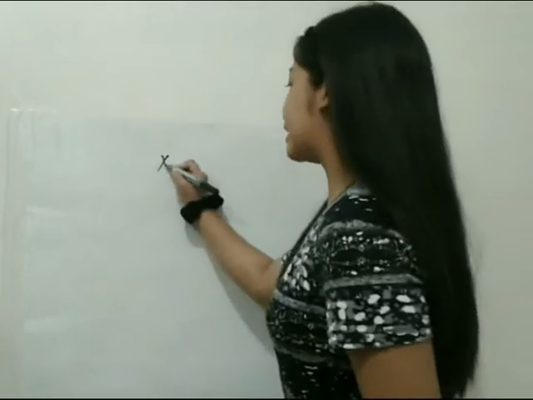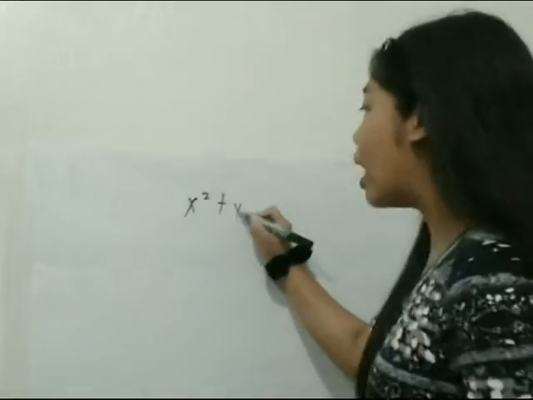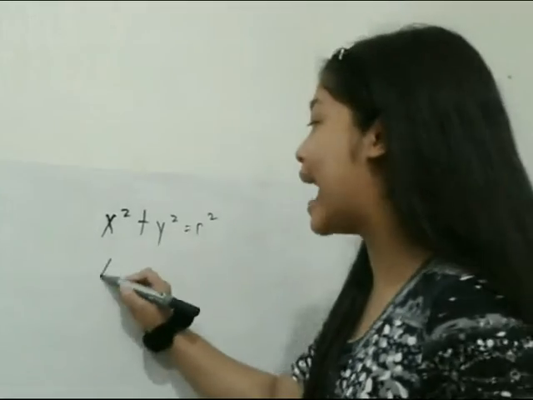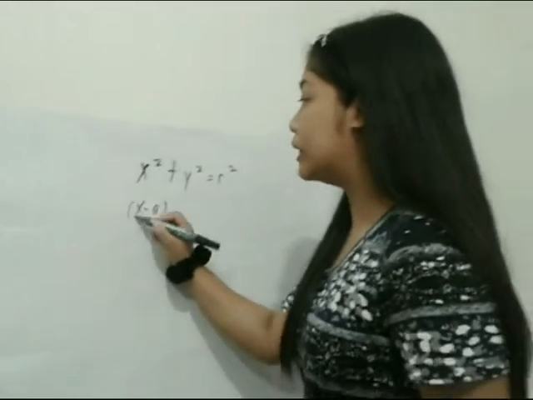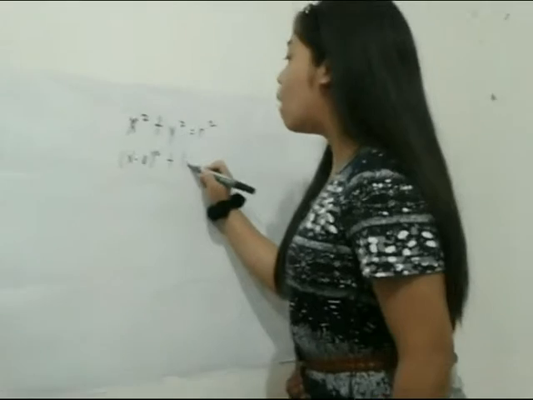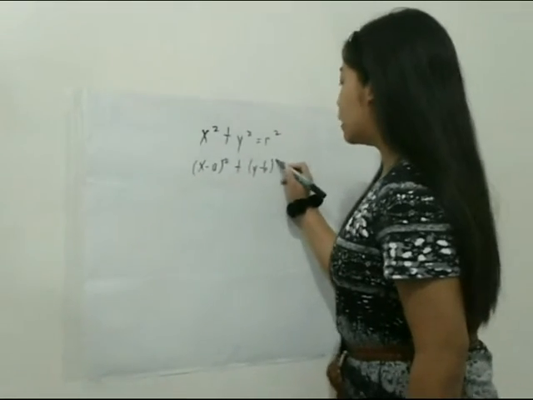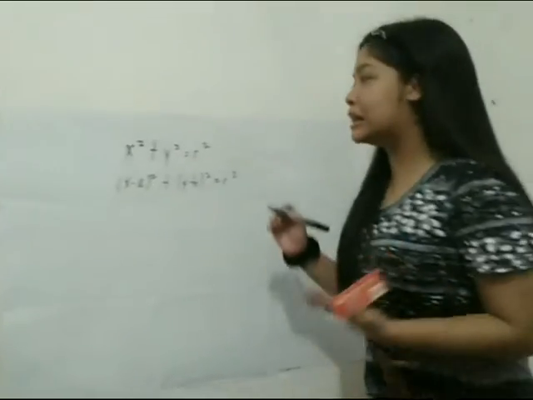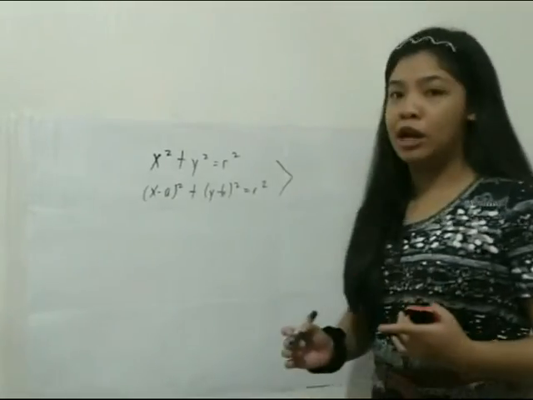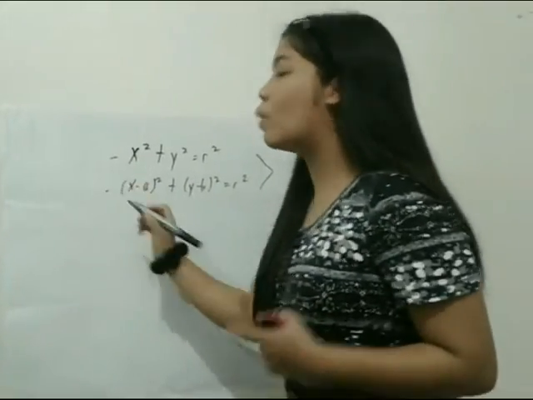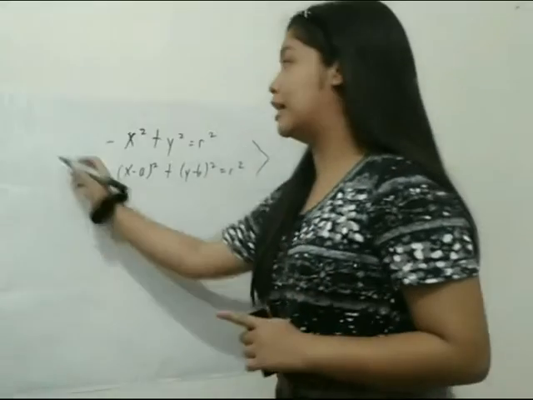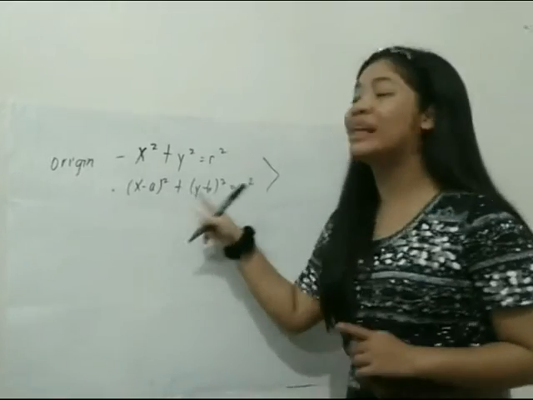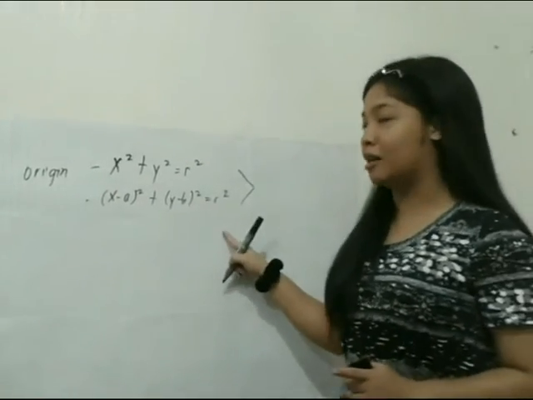One is x squared plus y squared is equal to r squared. The other one is (x minus a) quantity squared plus (y minus b) quantity squared is equal to r squared. So, what is the difference between the two formulas? The first one is used when the center of the circle is at the origin, while this one is used when the center of the circle is not at the origin.